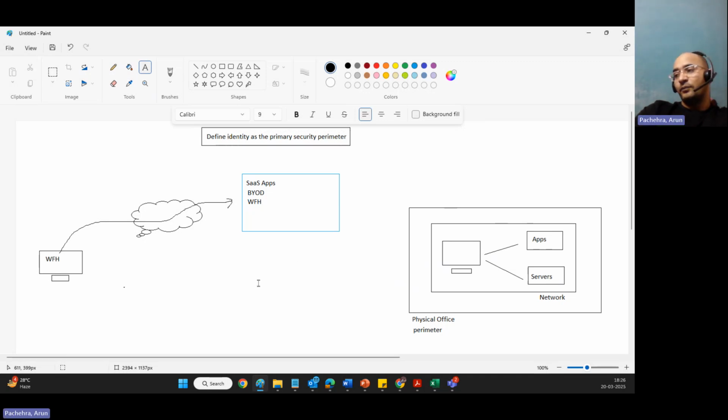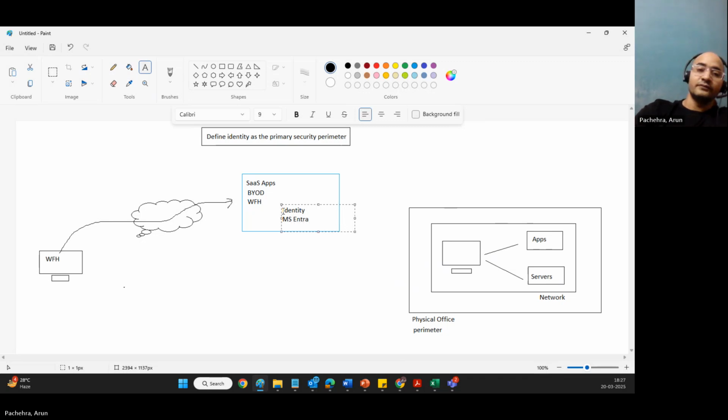So now I hope this makes sense, right? Why is identity the new security perimeter? Because instead of relying solely on network-based security like firewalls and VPNs, modern enterprises secure their assets based on identity. Based on identity. And if you remember, when we have Azure, we have Microsoft Entra to manage our identities.